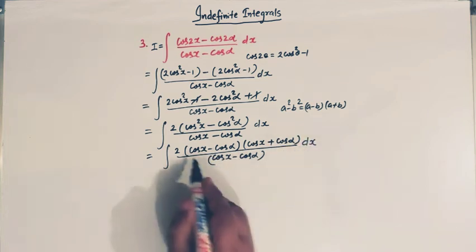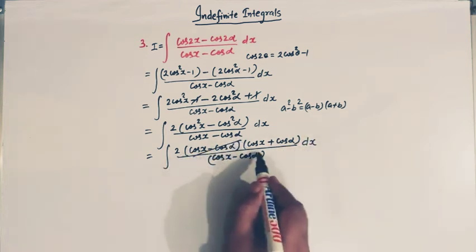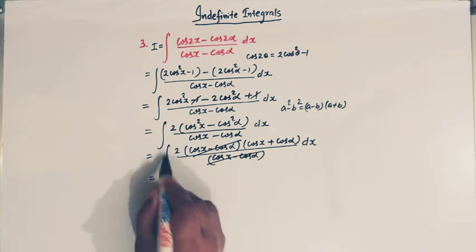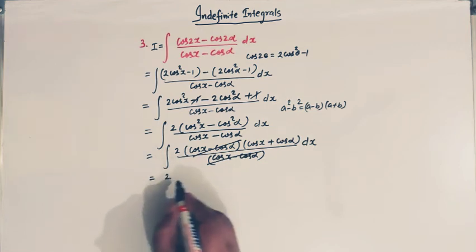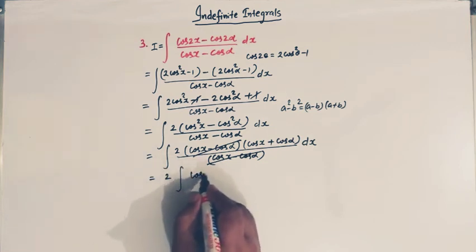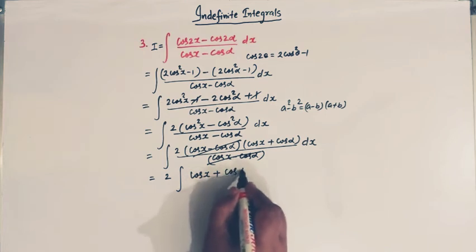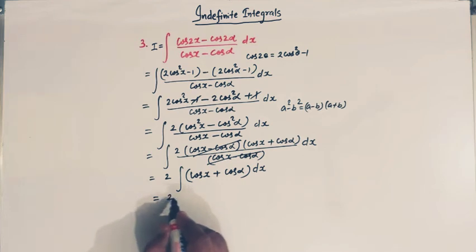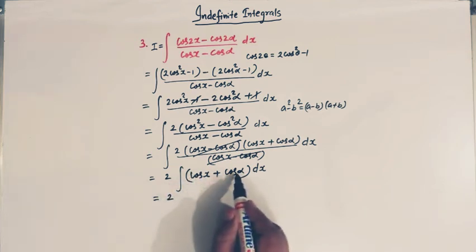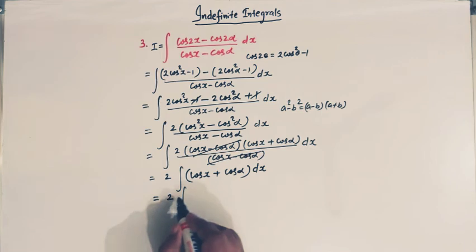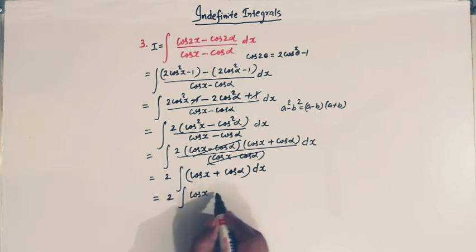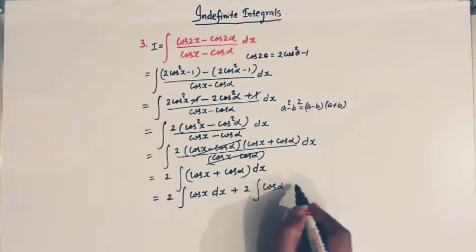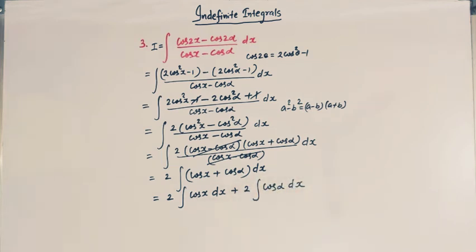Now these two factors get cancelled, and taking this 2 outside the integral sign, we have 2 times cos x plus cos alpha, right. Now see, here we can write these two as separate integrals, so we have 2 times integral of cos x dx plus 2 times integral of cos alpha dx, right.